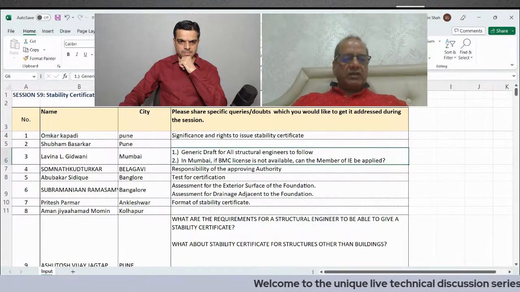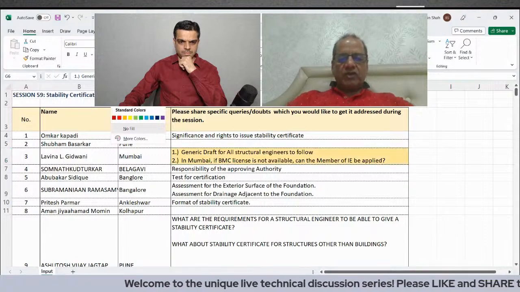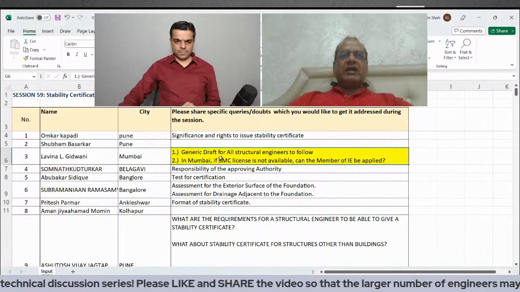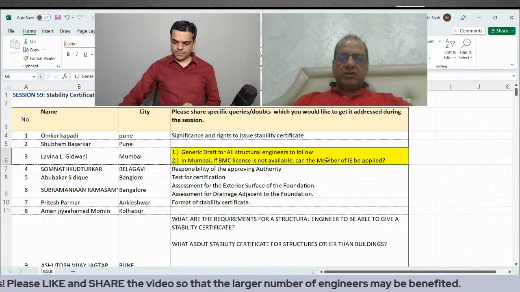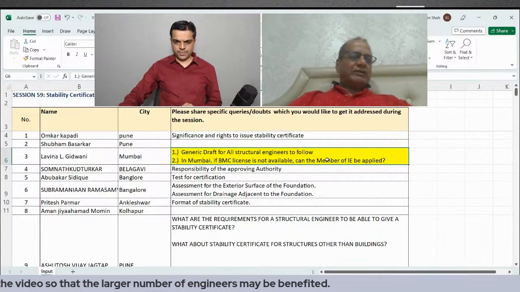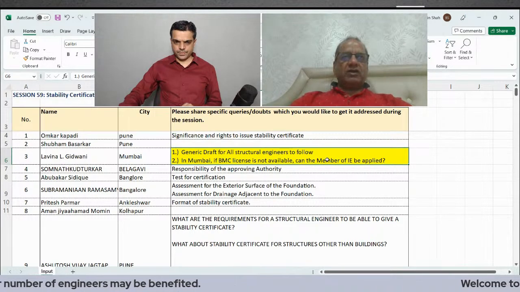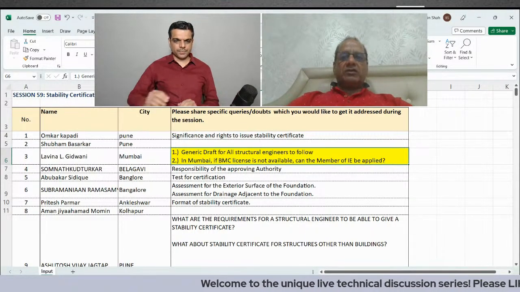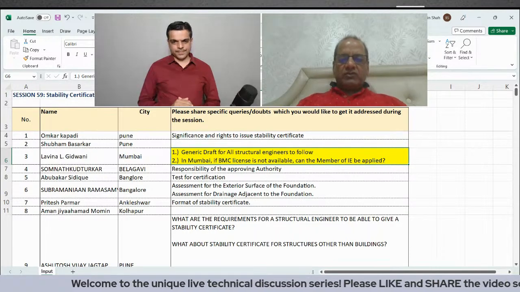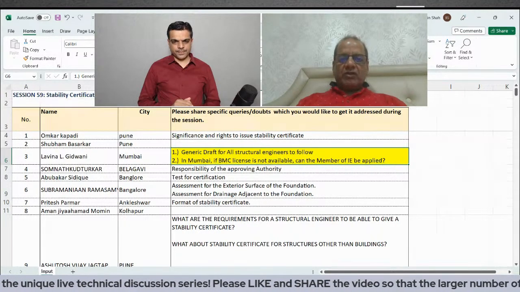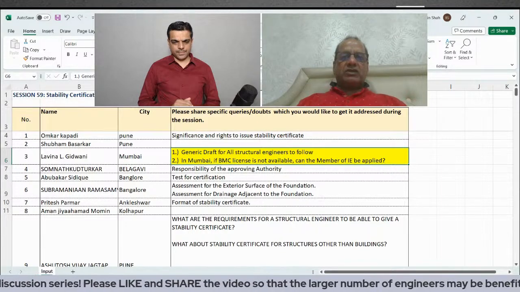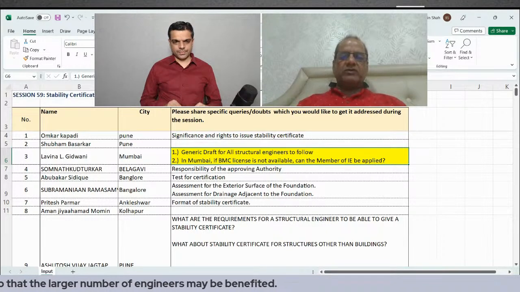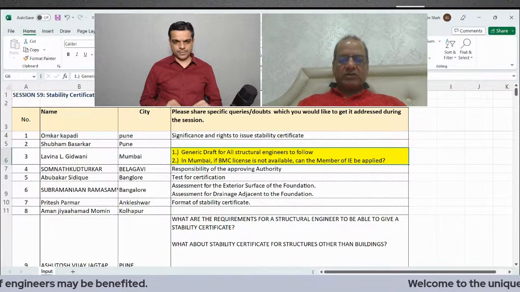Generic draft for all structural engineers to follow. As such, there is a draft, there is a format from Haryana Directorate of Town and Country Planning. I'll share that in a short while. We have also drafted over years of practice one stability certificate because as a structural engineer, you only issue the drawings which are good for construction. You never know whether the actual construction has taken place according to those drawings or not, unless and until you are also involved in the regular full-time supervision.